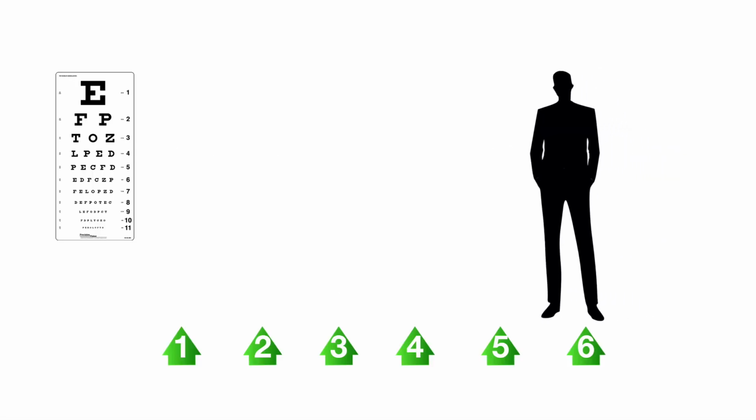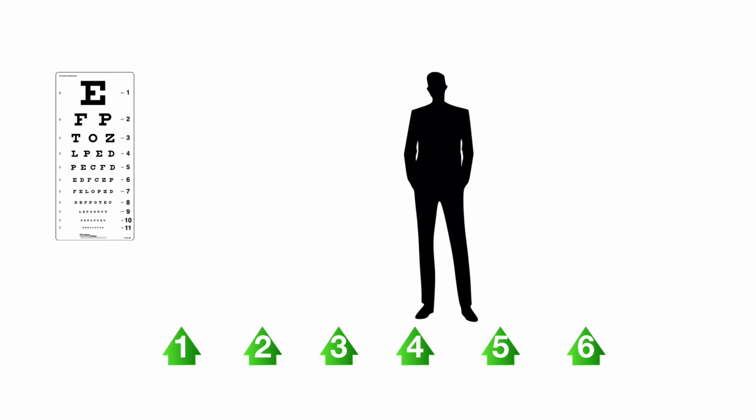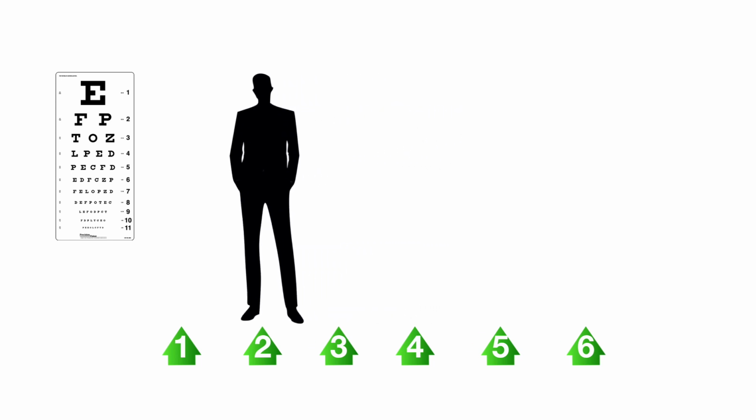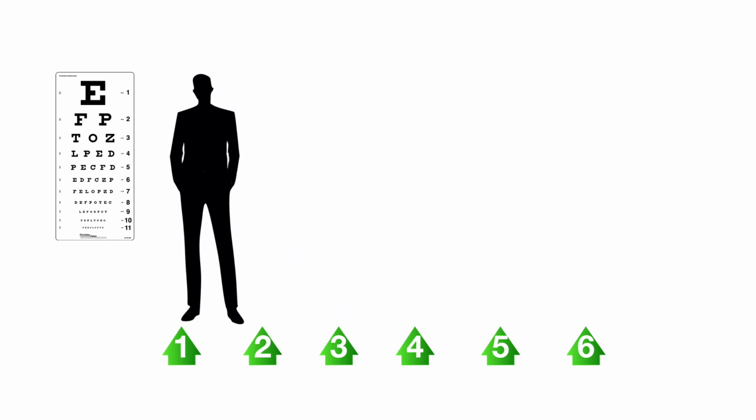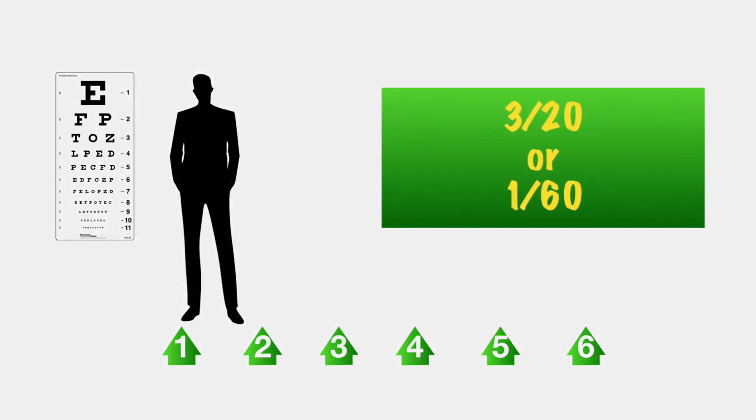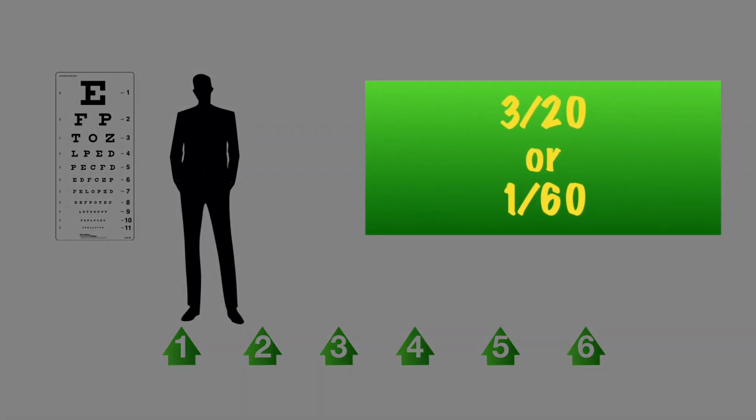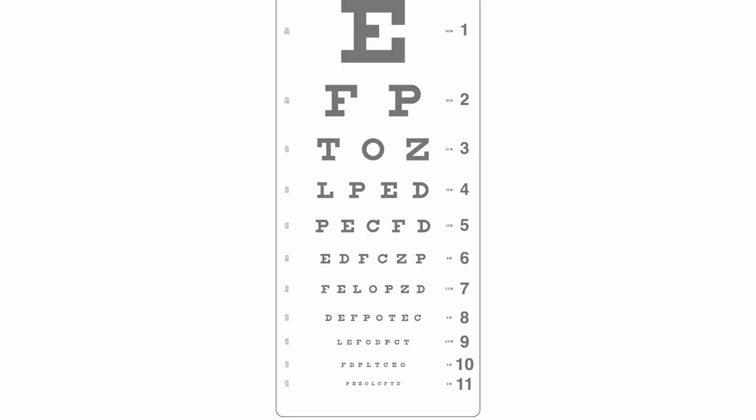So what happens if the patient cannot see even the largest letter? You ask your patient to walk towards the chart until they can see the largest letter. The distance where they can see the largest letter should be written down. And if they cannot see the largest letter even at 1 meter, then let's test their ability to see fingers.